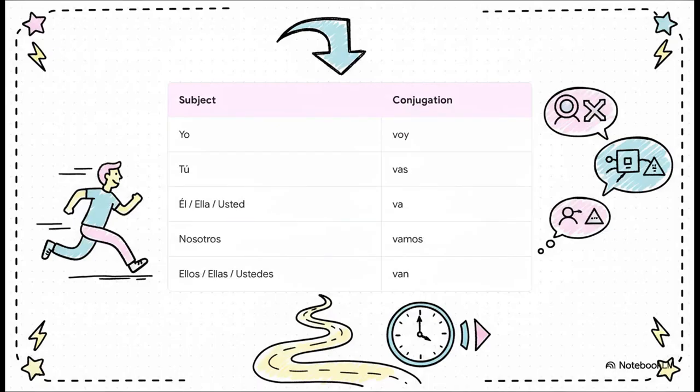And here they are. This is your cheat sheet. Yo voy, tú vas, él va, nosotros vamos, and ellos van. These are the only forms you will ever need for that second slot in our formula. Just memorize these and you're golden.